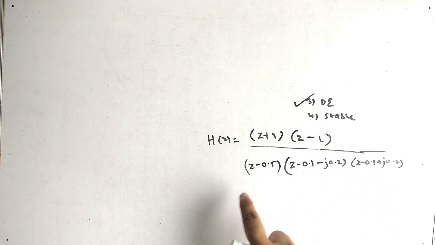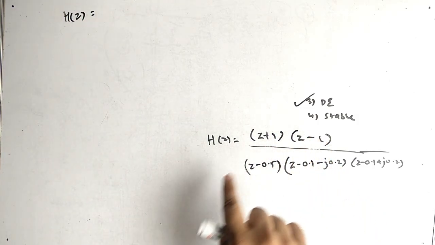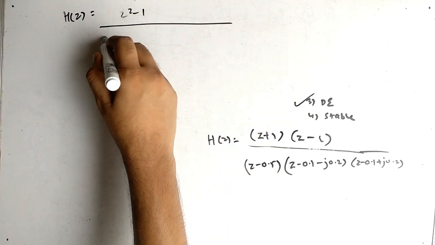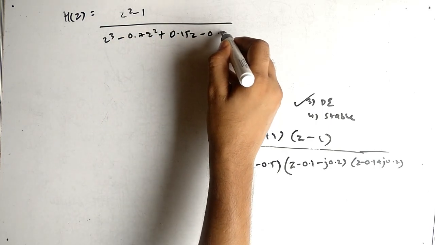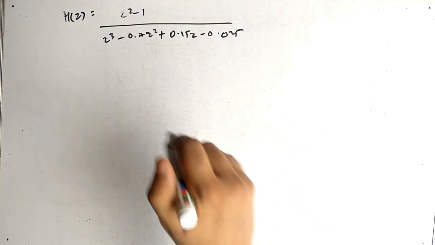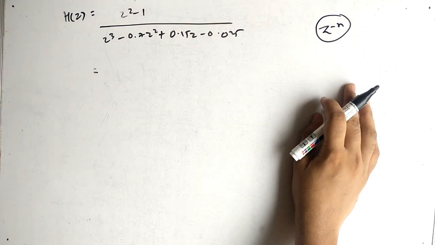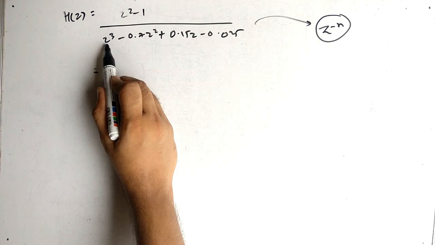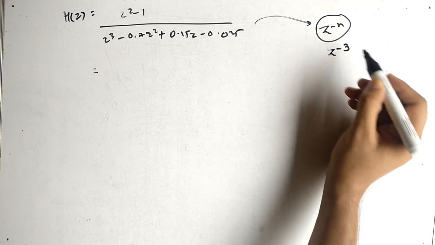To find the difference equation, we have to multiply this out and simplify. After multiplication of all those terms, we get the simplified value. Now we have to write this in the form of z inverse. So let's check the highest power of z. The highest power of z is z to the power 3, so multiply everything by z to the power -3.